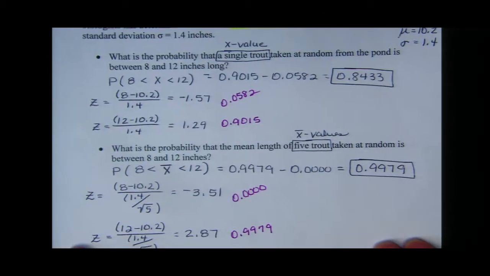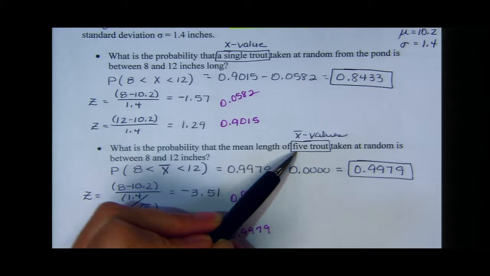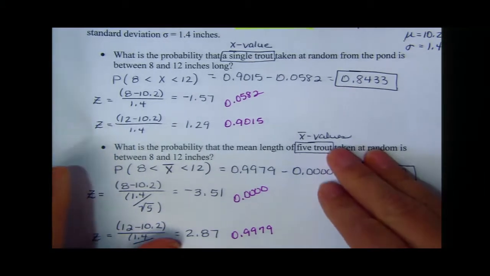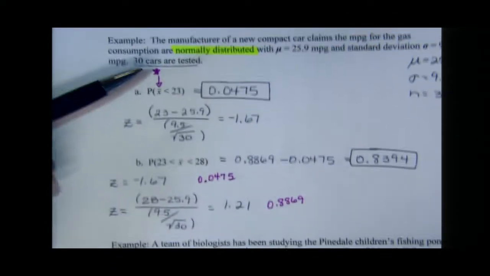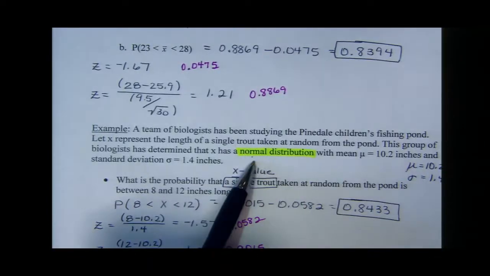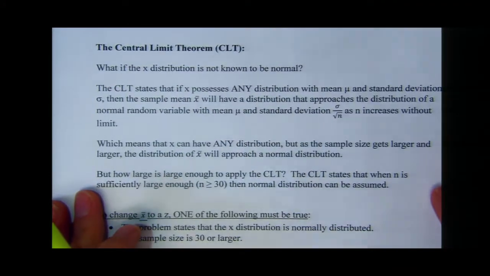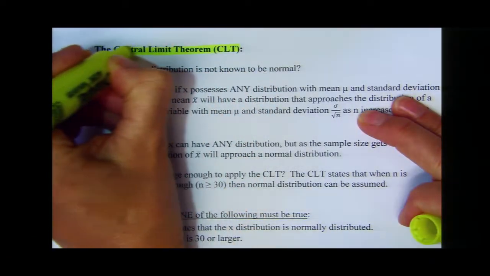So the big thing on this is you need to watch for a single trout versus the mean of 5 trout, because it dictates which Z formula to use. Now, in both of these examples, we were told that the X distribution is normal. It said normally distributed, so we could automatically assume normal distribution for the sampling distribution as well. So what do we do if it doesn't tell us that? Well, we are going to look at what is known as the central limit theorem.